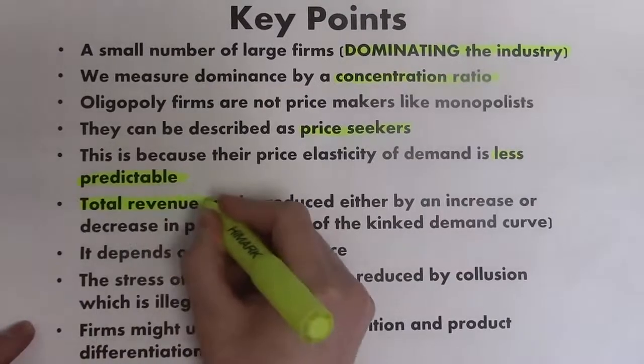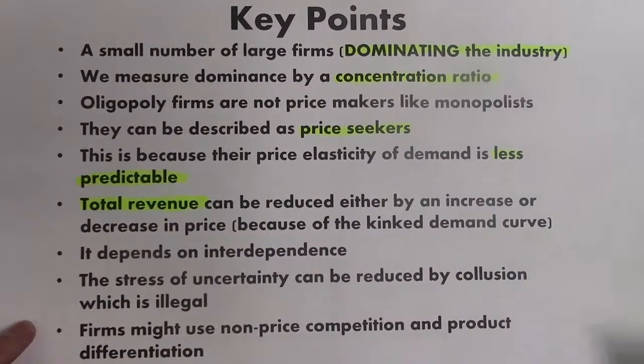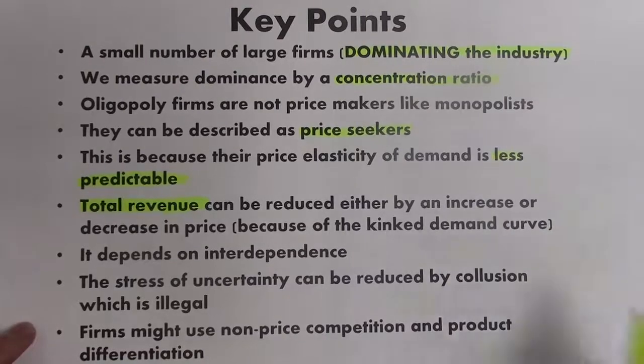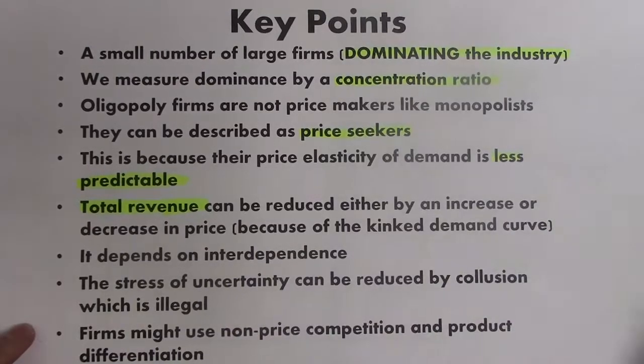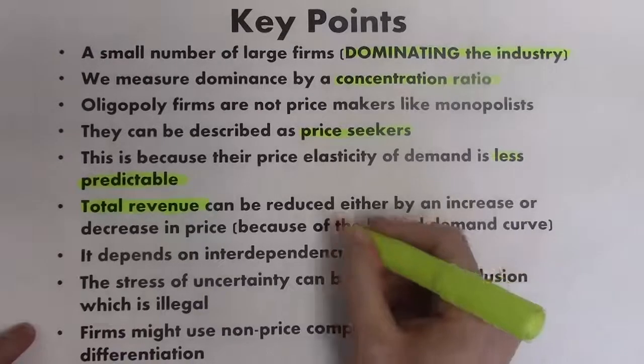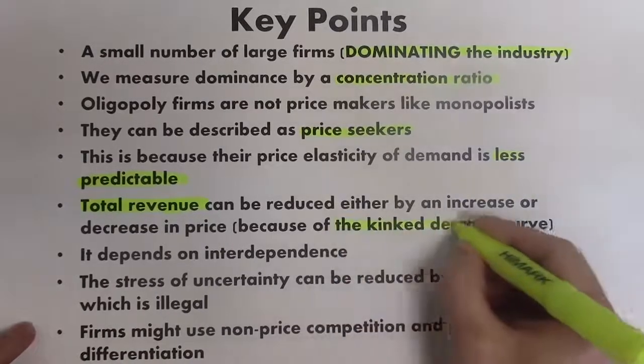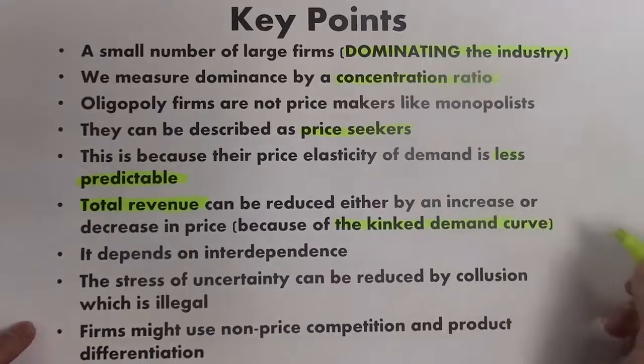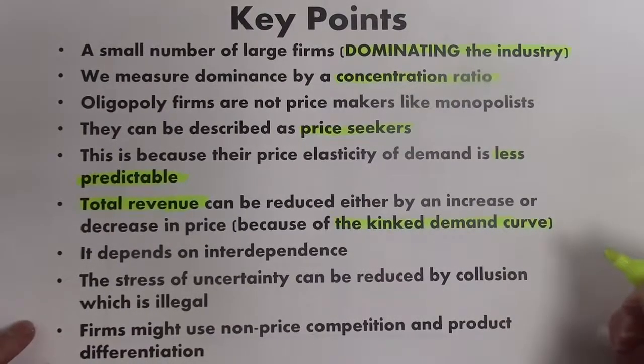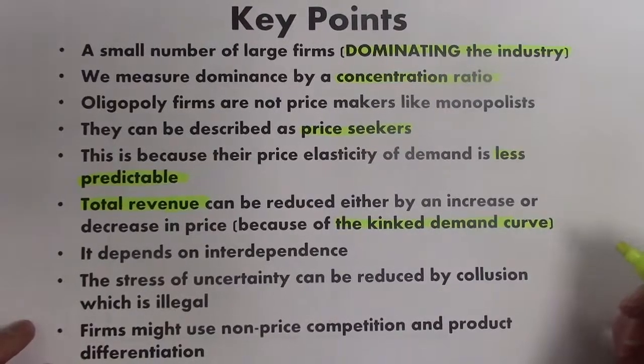How does total revenue change as a result of increasing or decreasing price? So total revenue can be reduced either by increasing or decreasing price because of the kinked demand curve. Okay, now if you're drawing the kinked demand curve, you should always be reiterating back to this point of increasing and decreasing total revenue, because that's essential to show on your diagram.